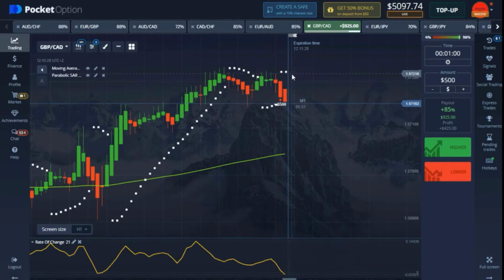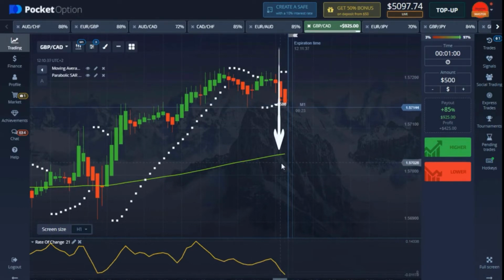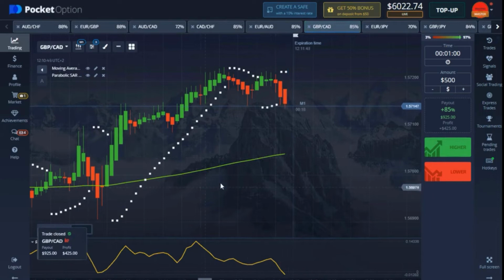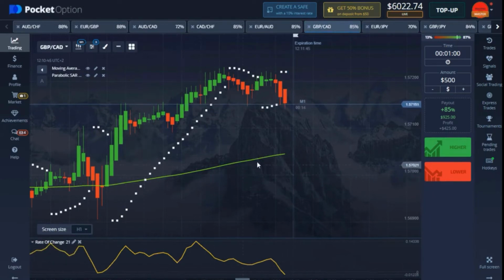That's the number one thing we are looking at on the parabolic SAR part. The second one is to make sure that we have our moving average on the trend. As you all know, this is a trend strategy, so we must have our moving average following the trend as well. So our moving average must follow the trend coming down, and the most important thing is to have our rate of change following the trend.